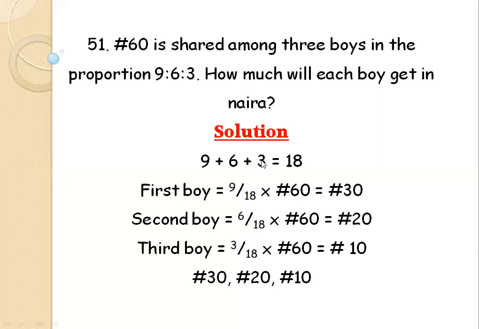And for the third boy, his proportion is 3. So I'm going to say 3 over 18, which is the total, multiplied by 60, the amount. So 6 here is 3, 6 here is 10. 10 times 3 is 30. 30 divided by 3 is 10. So at the end of the day, the first boy will get 30 naira, the second boy 20 naira, and the third boy 10 naira. Do you understand this? Good.